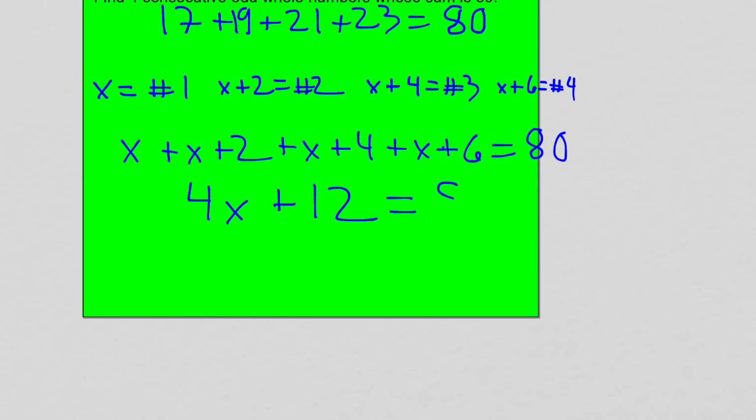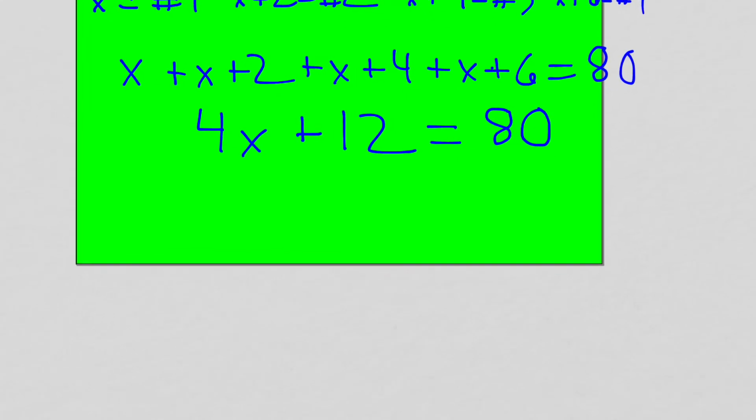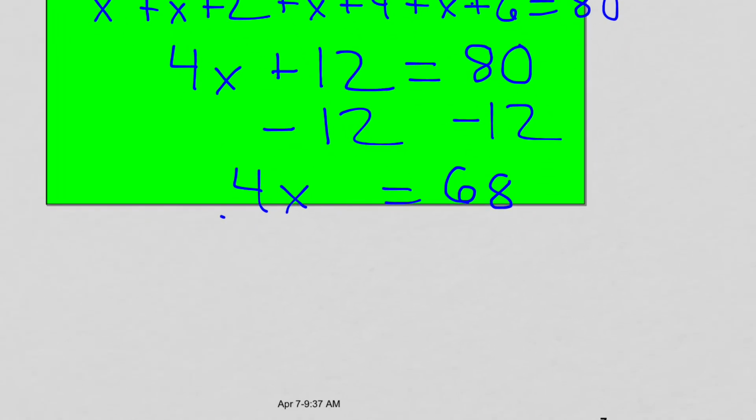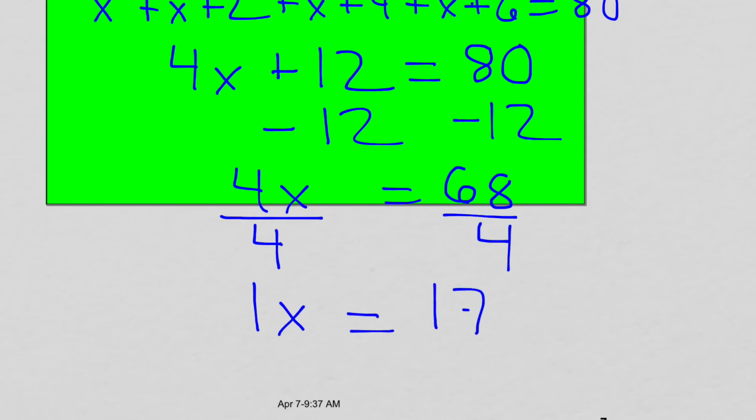Having some trouble writing tonight here. You want to get the x by itself, so you do it by subtracting 12 from both sides of the equal sign. And you get 4x equals 68. To show the value of 1x, you divide by 4. And you do that to both sides to maintain balance. And you get 1x equals 17. Or x equals 17.